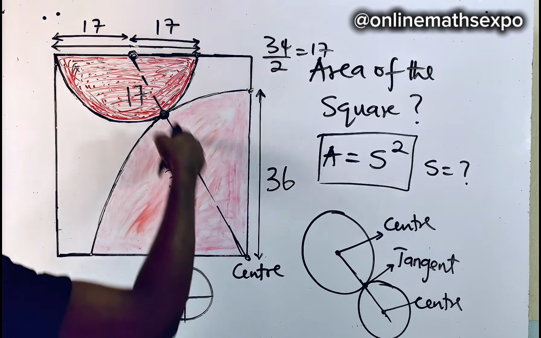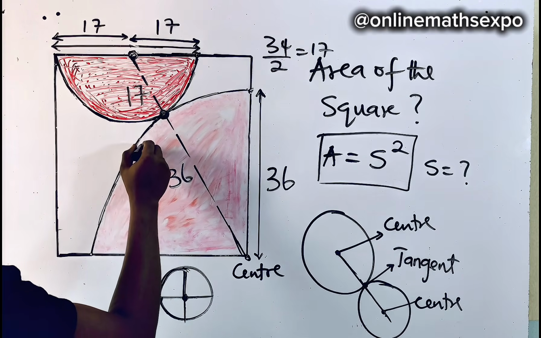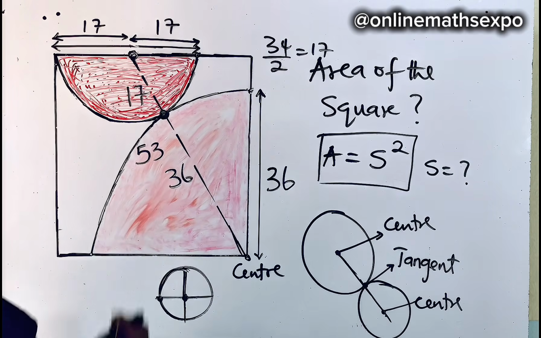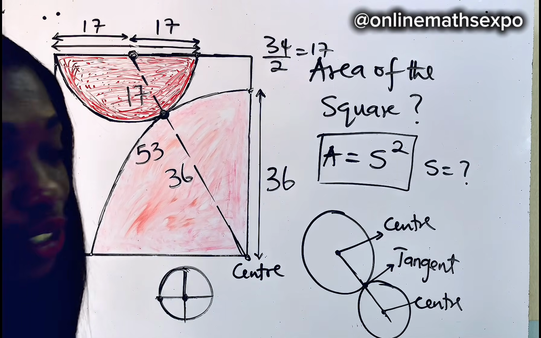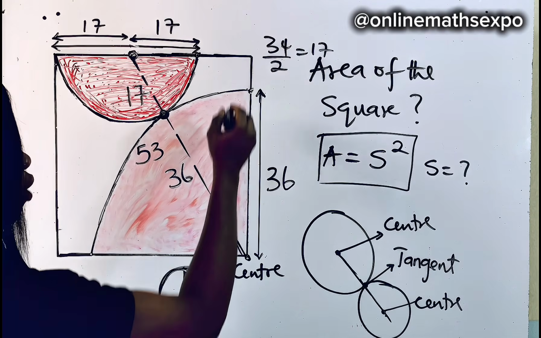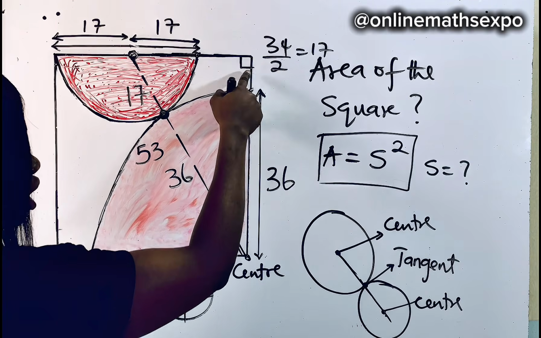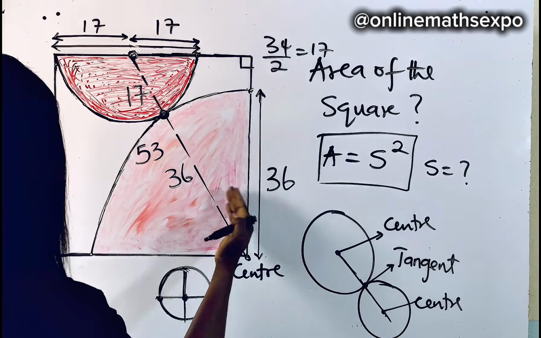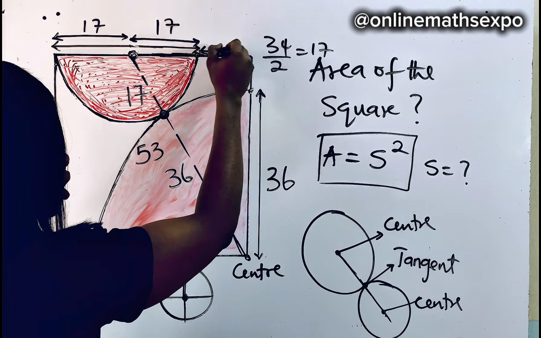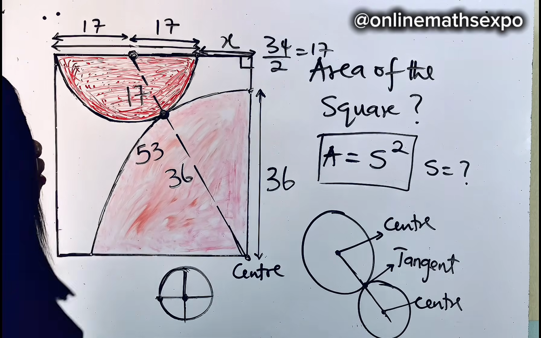So we can get the total length. Add this and this, that gives us 53 units. So the total length from here to here measures 53 units. What else do we need to know? Remember also that a square has right angles at each of the vertices. So it's a right angle here. Now we are free to bring out this part of the right angle, but we need to know this length from here to here. Can we find this length? Let's say that this length measures x.